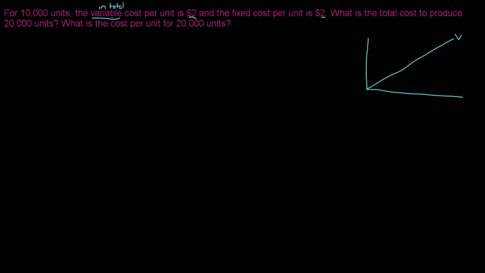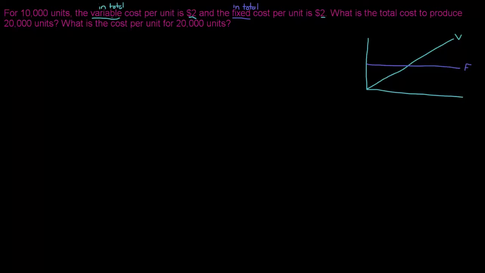Now a fixed cost is fixed in total. Okay, so then what does that mean? With a fixed cost, as your production changes, the total cost is going to stay the same. So that's a fixed cost. You've got to keep in mind that the total cost for a variable cost is going to change, but the total cost for a fixed cost is fixed.